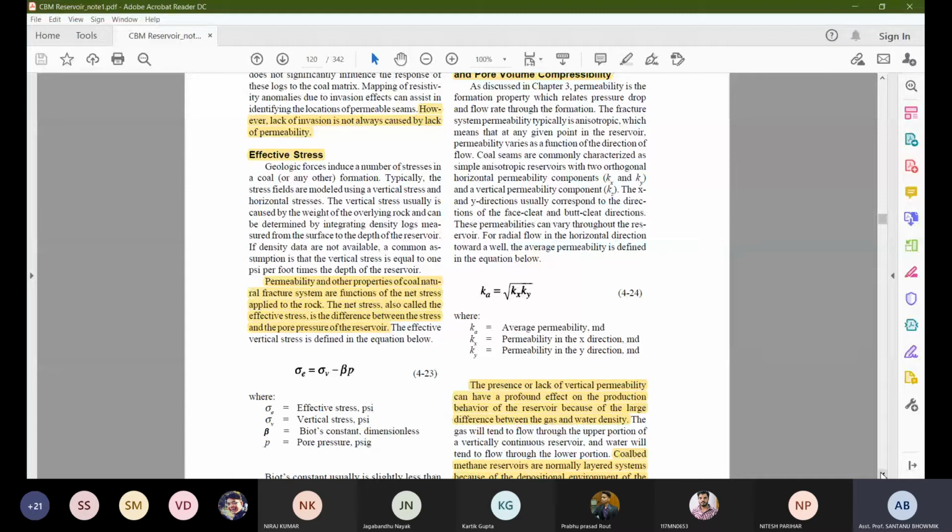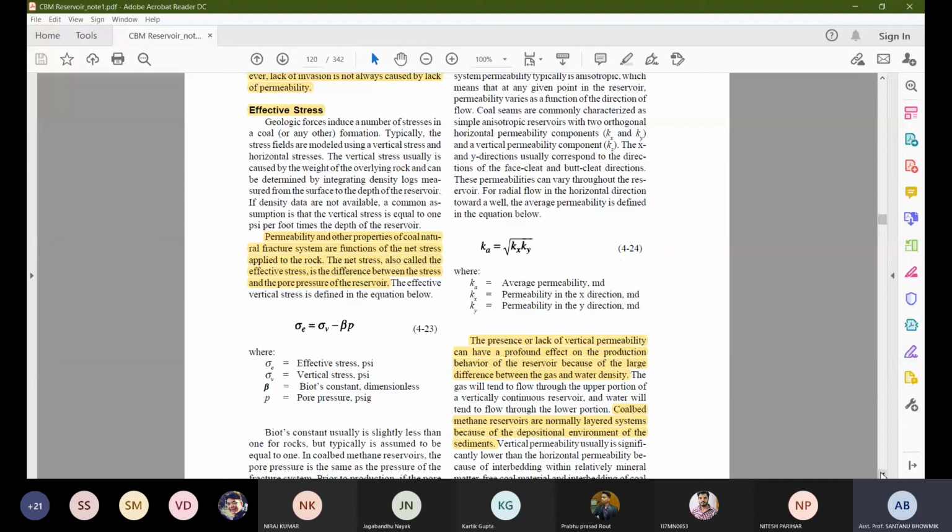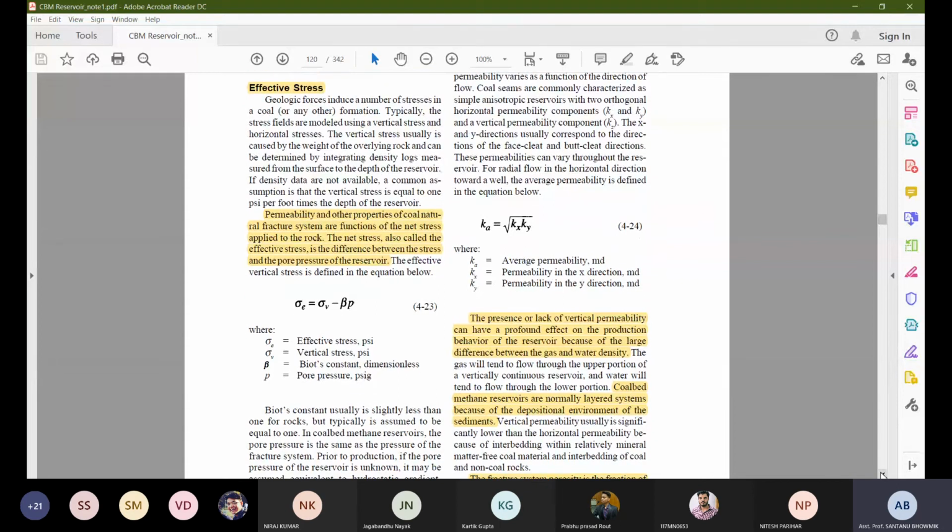Okay, and here you can see a new term, which is called beta. It is called the Biot constant. The Biot constant is generally taken as 1 depending on the geometry or the reservoir shape. It is actually slightly less than 1, but for our understanding and better calculation, we always assume that beta, the Biot shape factor, is 1.